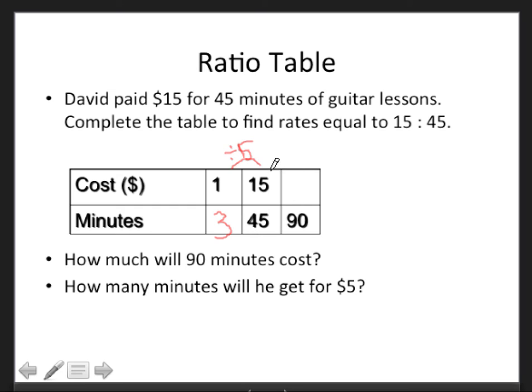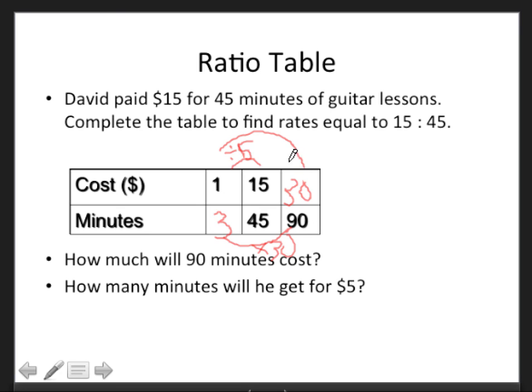All right, then, sometimes going from 45 to 90, is there a nice number that you can multiply from 45 to 90 to get there? The other thing you do is look at going from 3 to 90. Think about this. What is 90 divided by 3? 30. So 3 times 30 is 90. So then here I can go to multiplication. 1 times 30 is 30. So it would cost him $30 to get 90 minutes of guitar lessons.